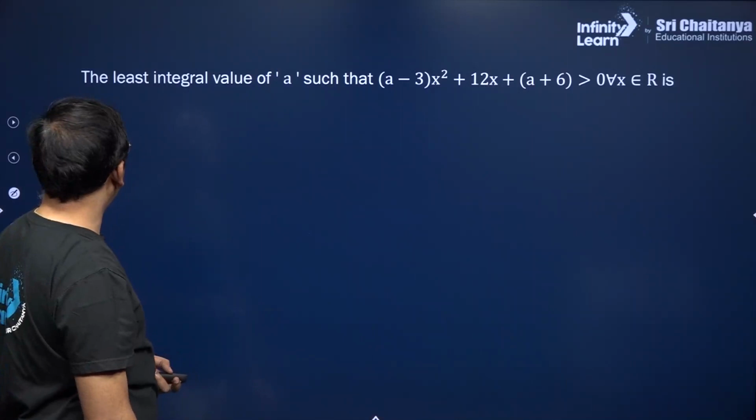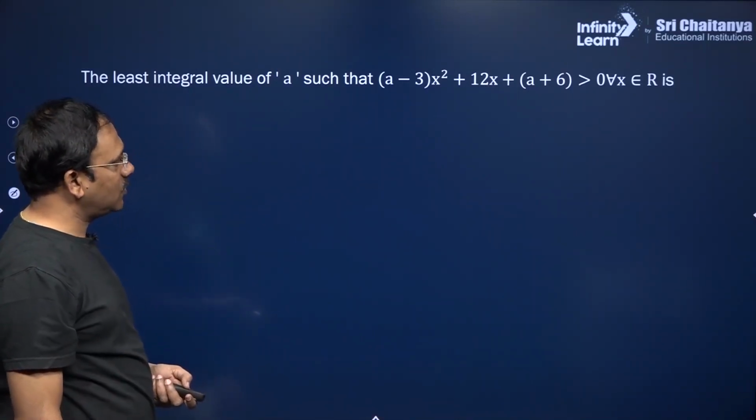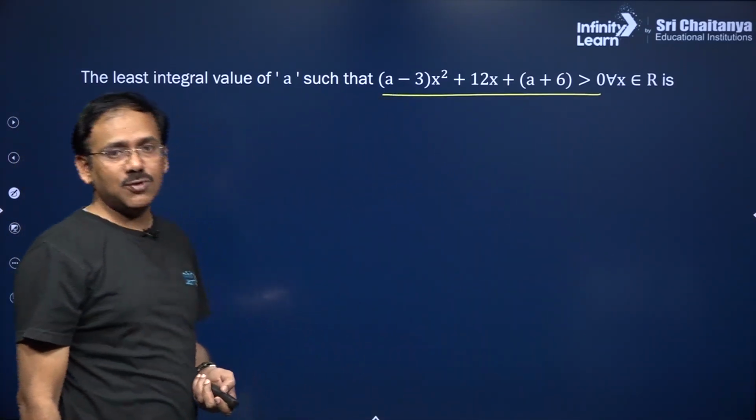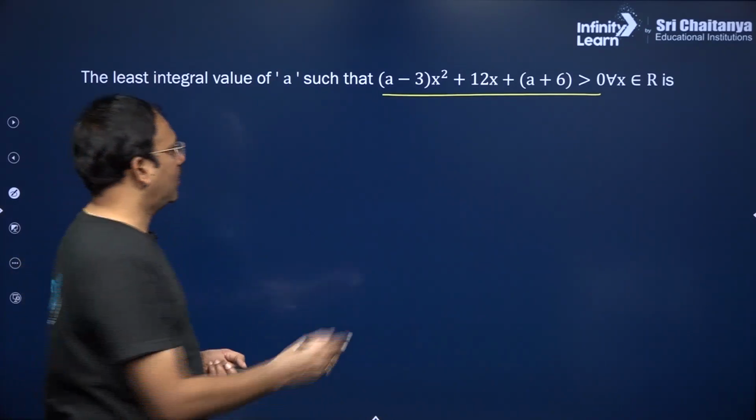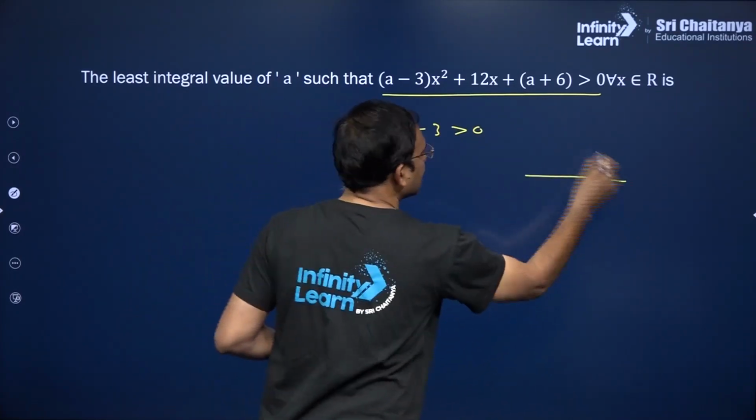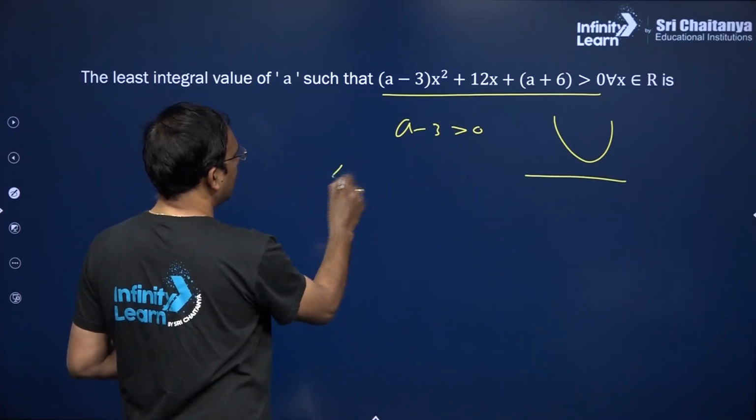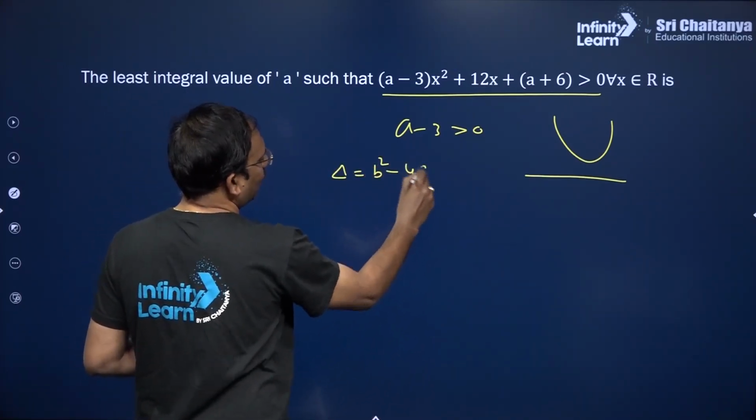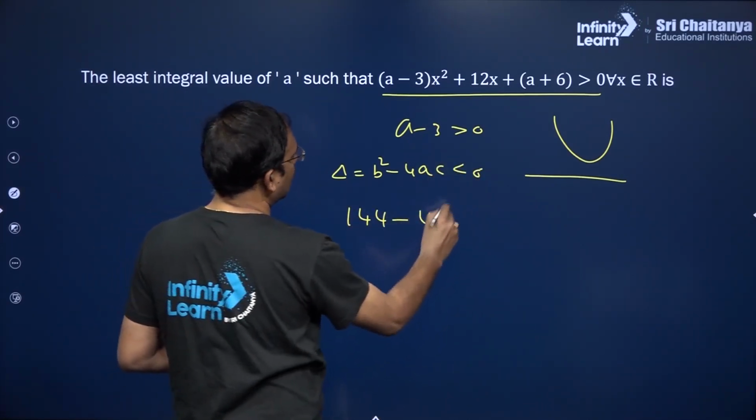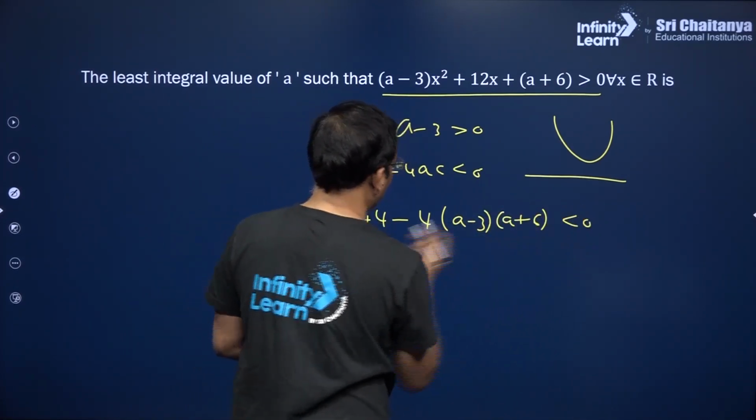Okay. Next, my dear friends, the least integral value of a for which this particular inequation is true. You see, a particular expression is always positive, in the sense it should be an upward parabola. A minus 3 must be positive and delta must be completely negative, otherwise it comes down. Delta means b square minus 4ac must be negative. So b square minus 4 times a minus 3 into a plus 6 must be negative, my dear friends.